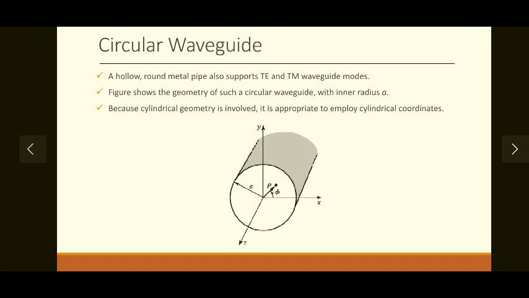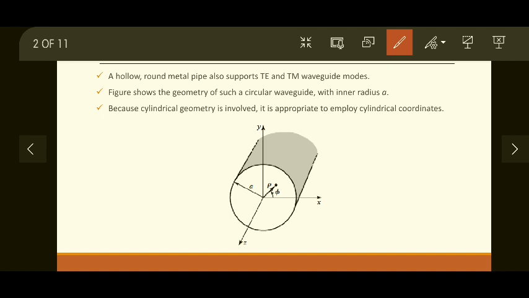First of all, we have seen that during the introduction to waveguides. It's another hollow round metal pipe or metallic tube which also supports the TE and TM mode of the EM wave propagation. So on your screen you can see the geometry of such a circular waveguide with inner radius of a. So here you can see this is the radius.